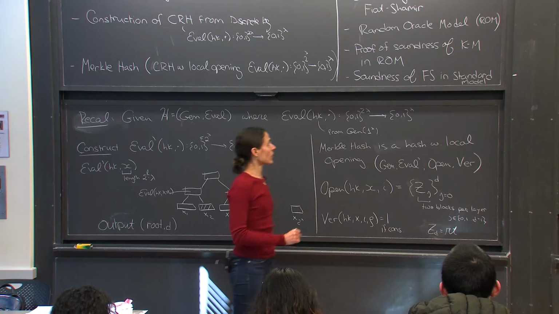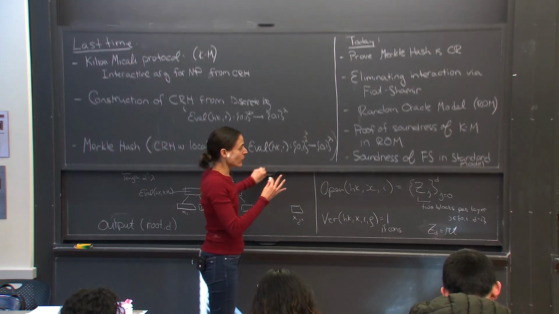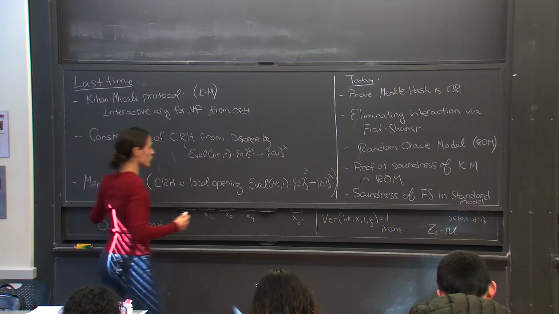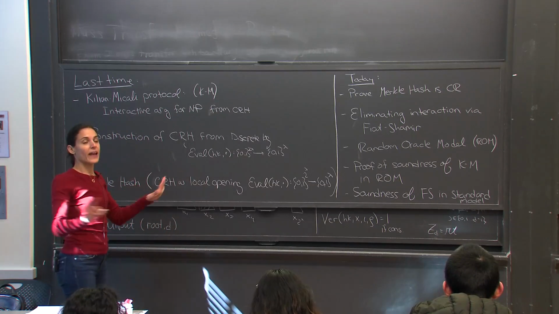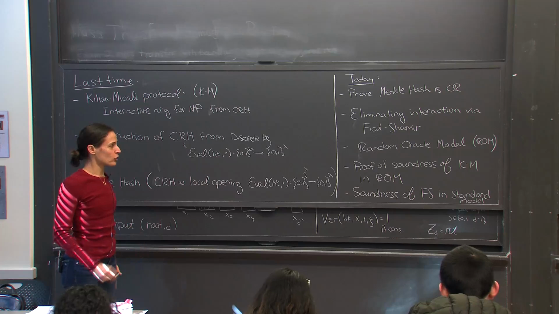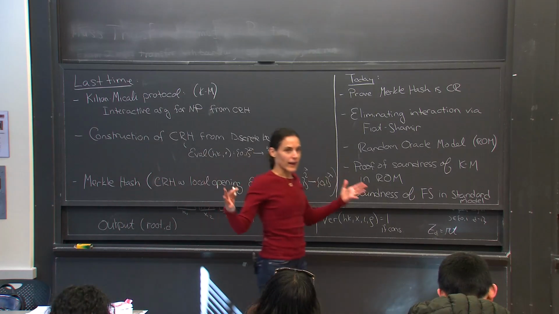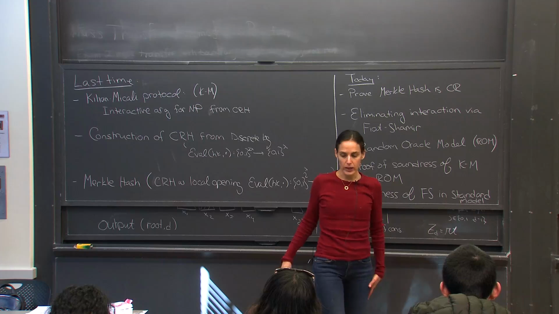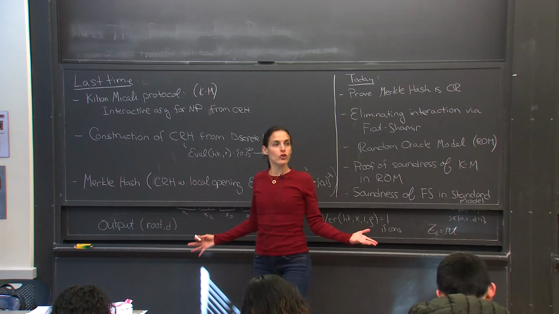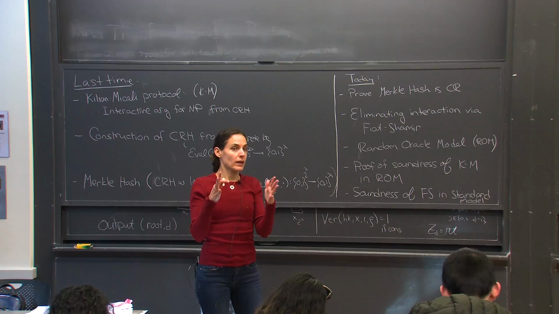So that's where we're going to start today. Once we argue that we have this Merkle hash and prove that it's collision resistant, then we're done with Kilian-Micali. We actually proved that it's sound under this assumption. So where are we heading today after we finish the Merkle hash? Now we actually showed a succinct argument for all of NP.